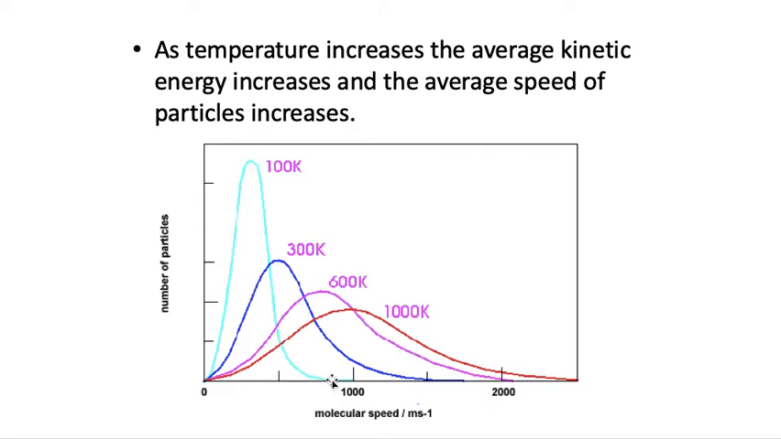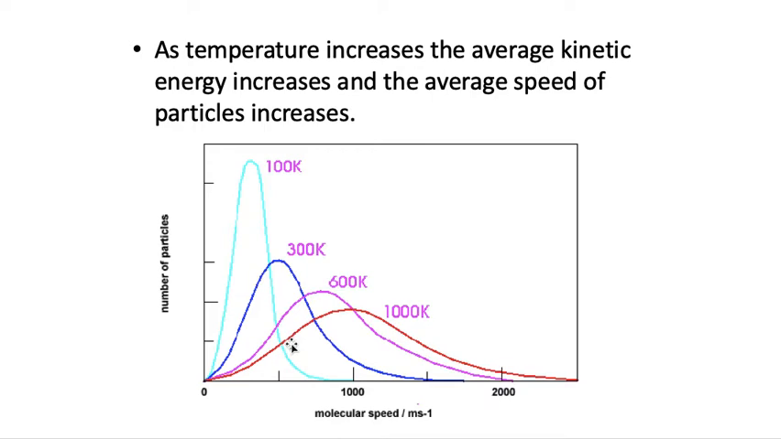This graph is called the Maxwell-Boltzmann distribution. It shows that not all the particles are moving exactly the same speed. Here we have one at 100 degrees, and that's the distribution of how many particles are moving at each speed. Some are moving really slow, some are moving really fast, and then there's kind of an average here in the middle. When we heat it, if we go from 100 to 300, the curve gets shifted to the right and stretched out.